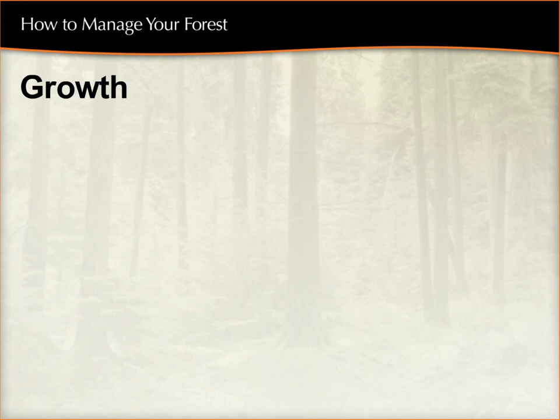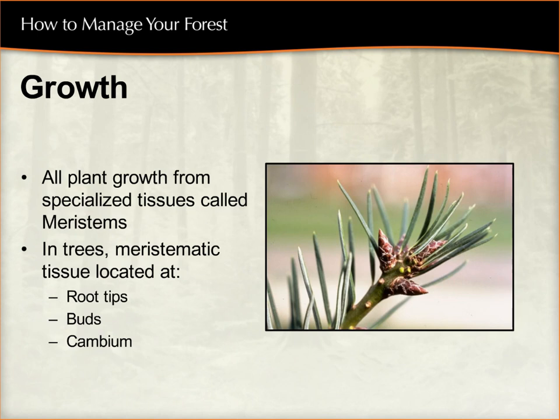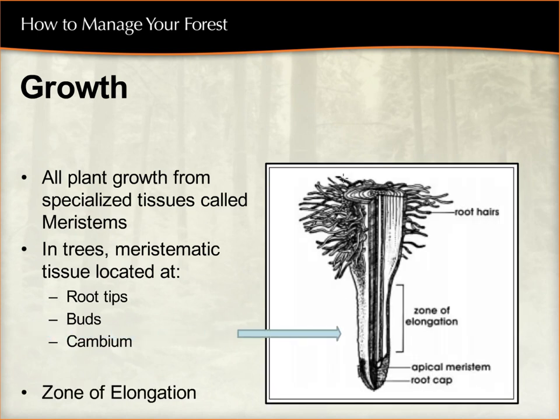Now we'll take a look at the nuts and bolts of the basic biological processes involved with tree growth. All plant growth occurs in specialized tissues called meristems. Meristematic tissues are located in the buds, tips of the roots, and in the cambium layer. As shown in this drawing of a tree root, the actual growth occurs in an area called the zone of elongation.